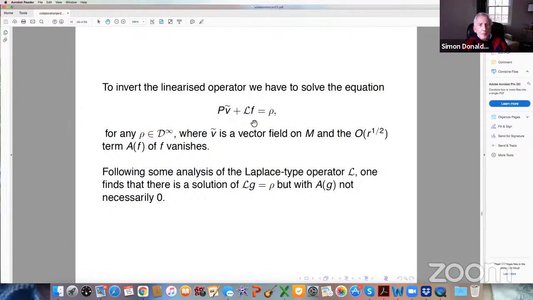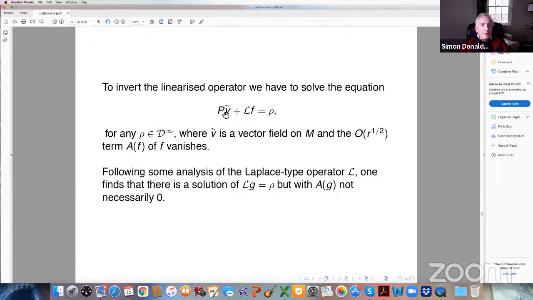So we won't go through all of it. There are various things to check. I didn't write down all the hypotheses that one needs in this Nash-Moser theory. So there are various things to do. But let's just discuss maybe the central thing, which is inverting the linearized operator.